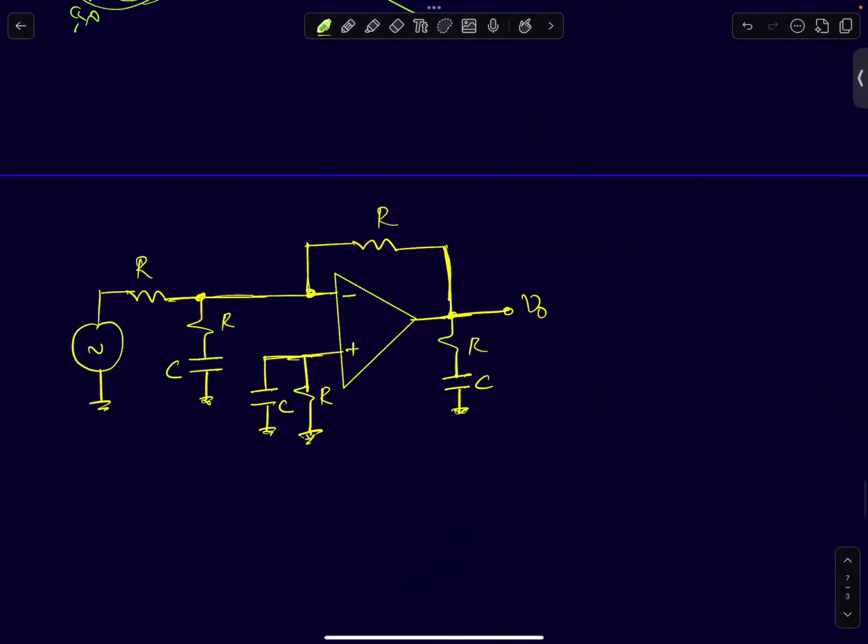So this is the last circuit. We'll analyze this and then I'll open up for doubt sessions. So I have shown a circuit which is an inverting amplifier.